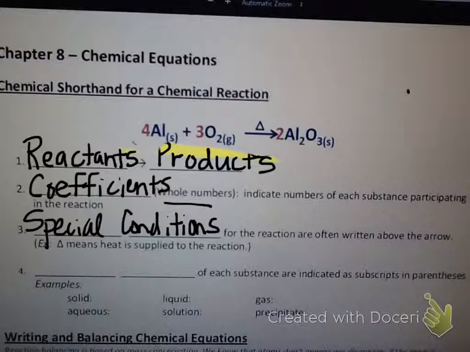This is not the only special condition that's usually used. Sometimes there's certain types of catalysts that can be seen above arrows, or maybe you need an oxidant or an acid. So you'll see many things written above arrows in the class. Just know that those are special conditions. And the very last thing we need to talk about for chemical equations, things that we need to know when we see one, are that the physical states are sometimes indicated. The physical states.